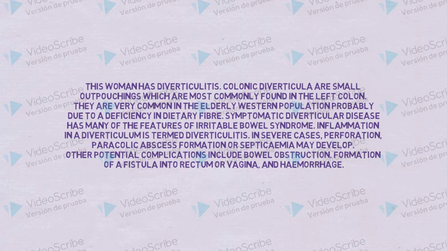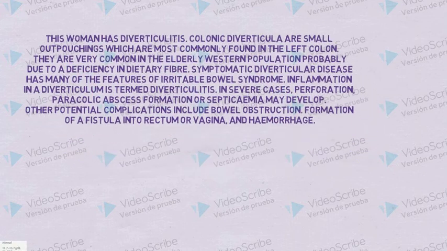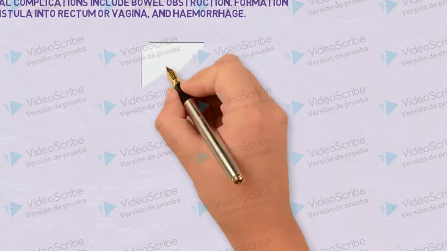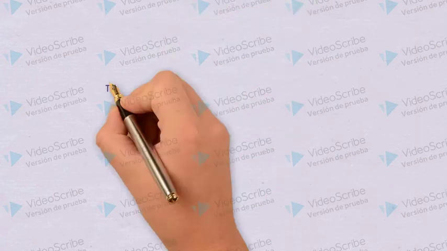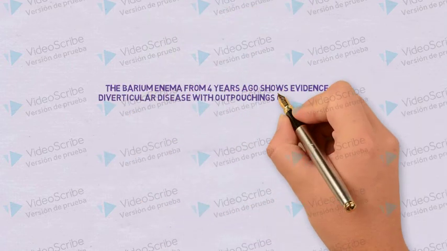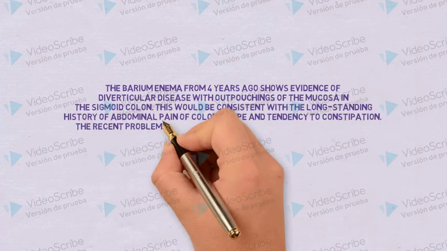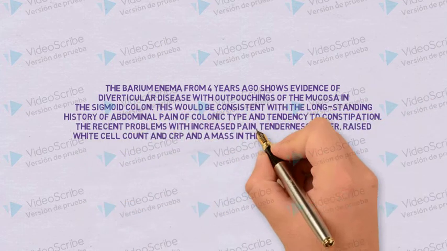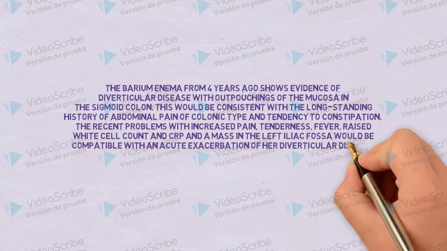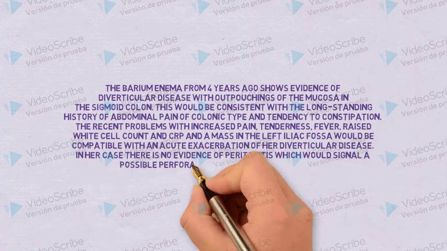In several cases, perforation, paracolic abscess formation, or septicemia may develop. Other potential complications include bowel obstruction, formation of a fistula into rectum or vagina, and hemorrhage. The barium enema from 4 years ago showed evidence of diverticular disease with outpouching of the mucosa in the sigmoid colon. This will be consistent with the long-standing history of abdominal pain of colonic type and tendency to constipation.